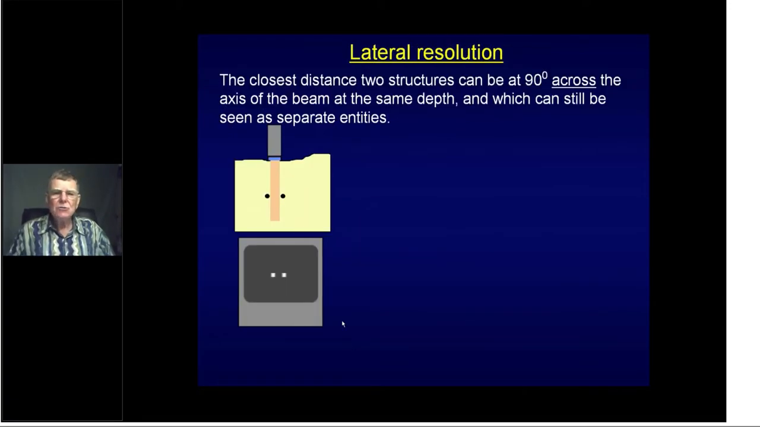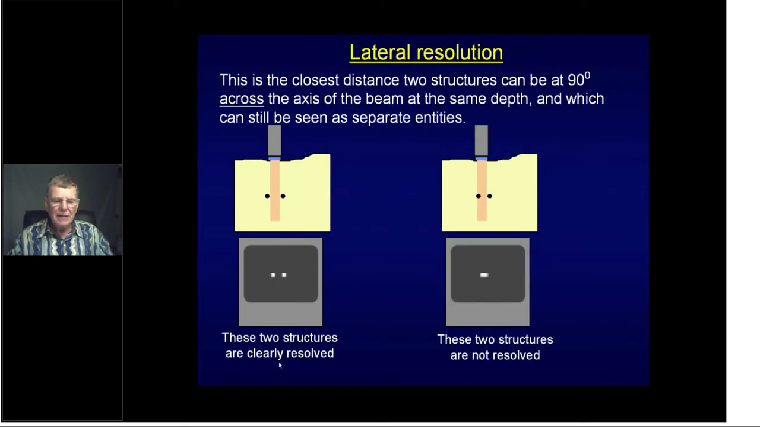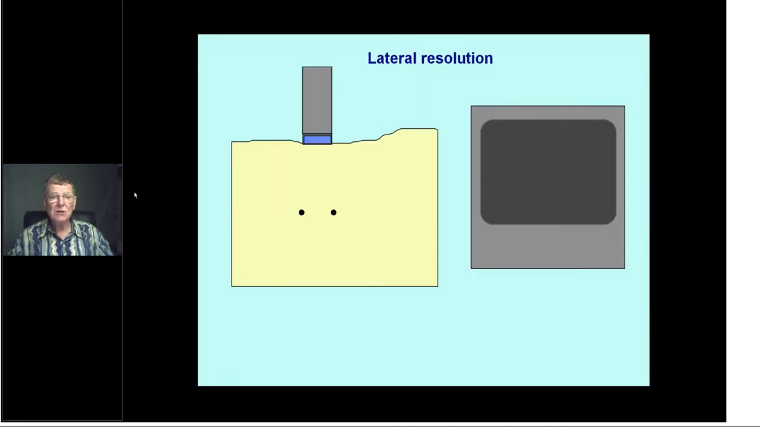Okay, now let's look at lateral resolution. Lateral resolution is the closest distance of two structures across the beam, 90 degrees across the beam at the same depth, which you can still see as separate entities. Here's 2 point sources in a patient. Here's the 2 echoes on the screen, and those 2 structures are clearly resolved. Here, the structures are closer together. These 2 structures, the echoes from them, have merged in with each other. They're not resolved. So that's what we're talking about with lateral resolution.